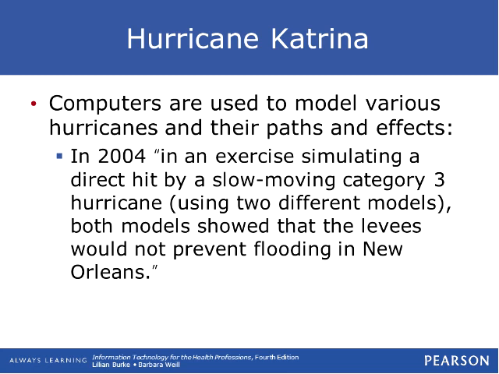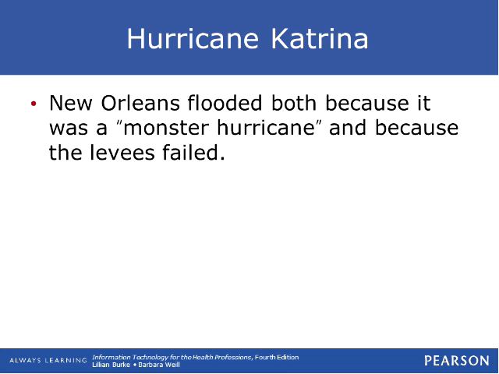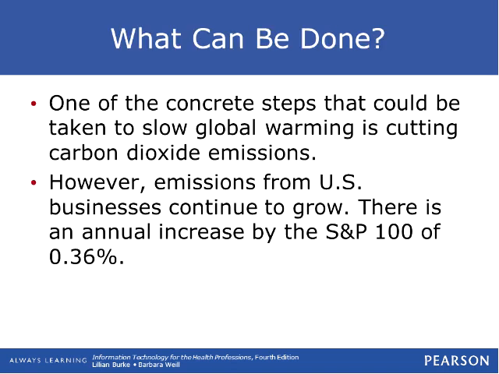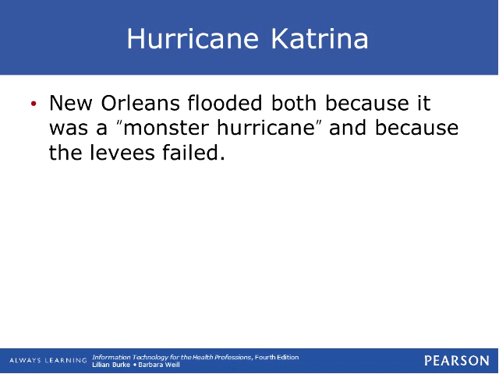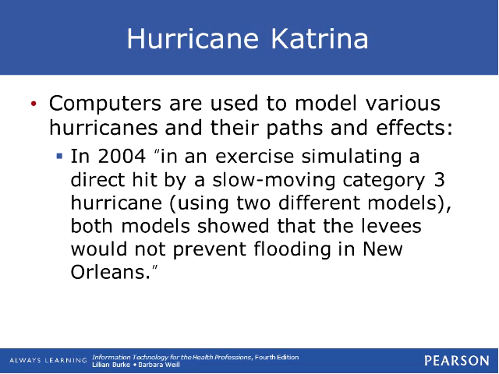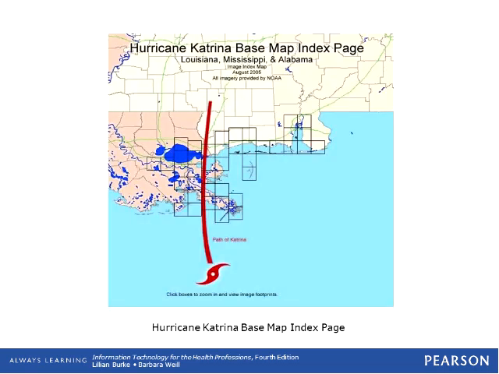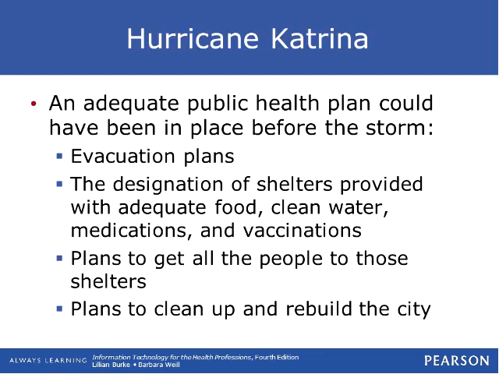In 2004, in an exercise simulating a direct hit by a slow-moving Category 3 hurricane using two different models, both models showed that the levees would not prevent flooding in New Orleans. So we knew that in 2004, but when Hurricane Katrina occurred, we ignored it, basically, is what we're saying. And this looks at the Hurricane Katrina base map. We see its trajectory as it came on land in the United States.